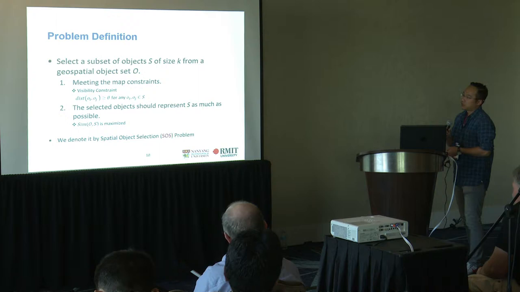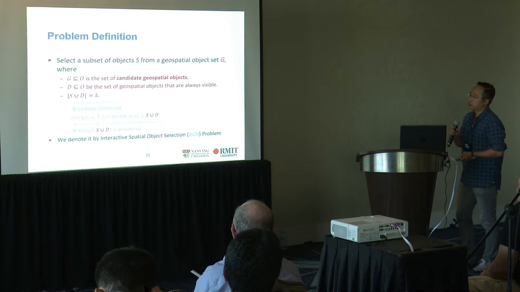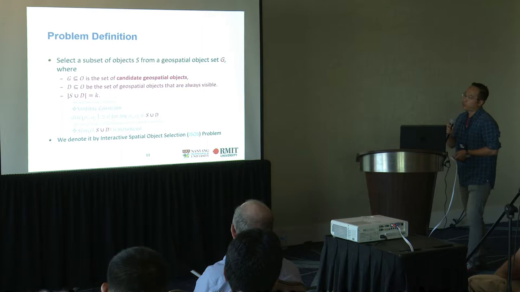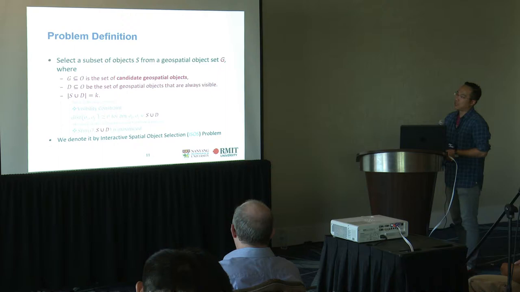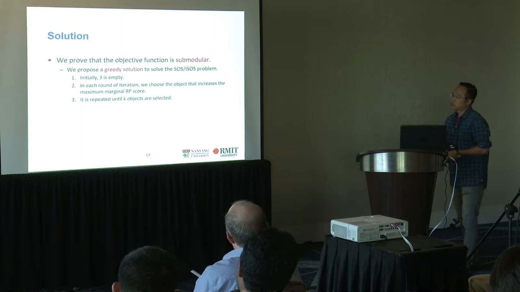So we want the result to maximize the objective function as much as possible. When considering interactive operations, the problem is very similar, but we also consider two more concepts. One is that we should consider the candidates that we can choose from. The other is that we should consider the set of objects that are always visible before and after our operations. Given that, we come to a greedy solution.